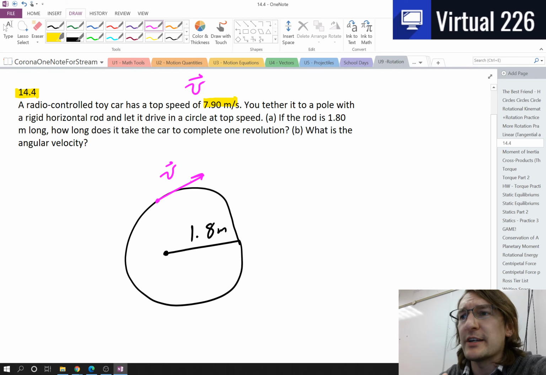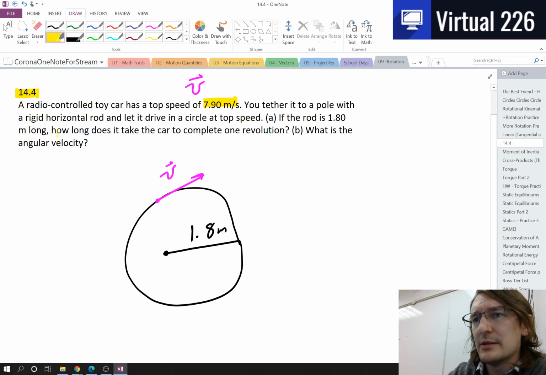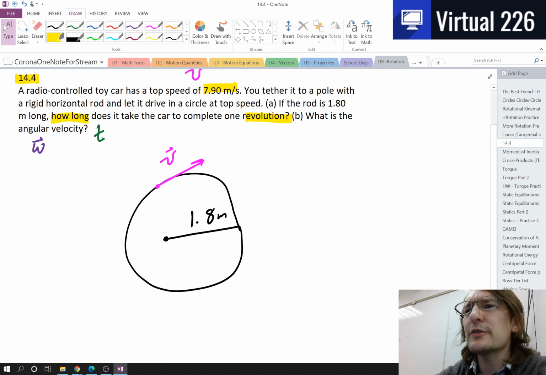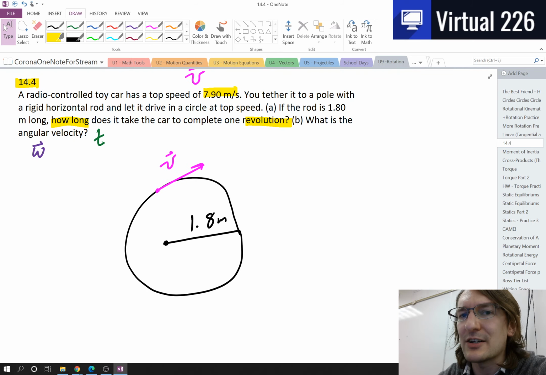We're looking for two things. How long, so a time, does it take for the car to complete one revolution, to go around one cycle? And then for part B, what's the angular velocity here? So we're looking for how long, which is a time, and then we're looking for an angular velocity, which is an omega. So let's try to figure this out. Well, if we're looking for a time and all we have is a linear velocity, v, we need to start thinking about how we can solve for time with linear components.